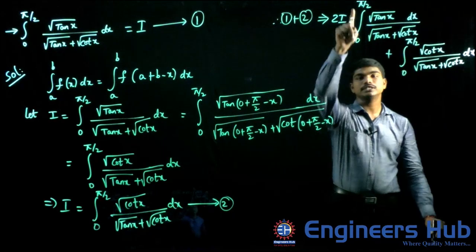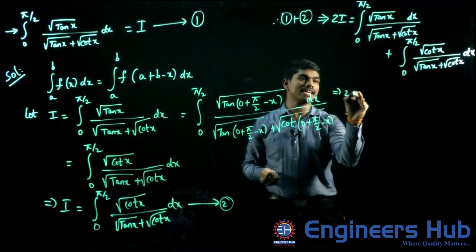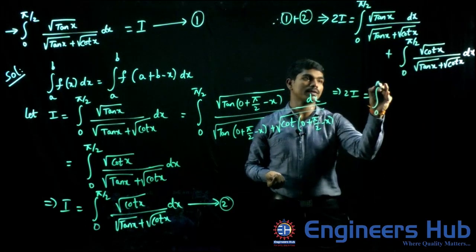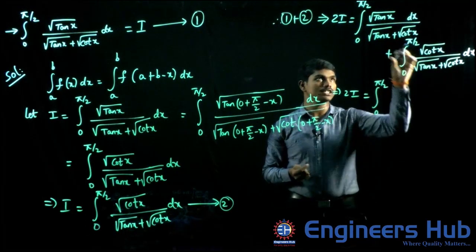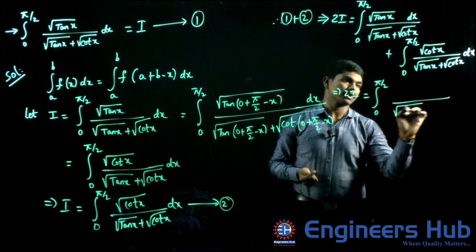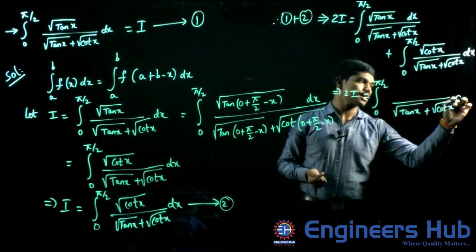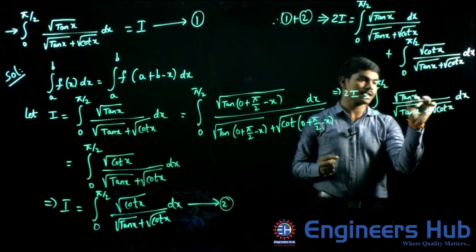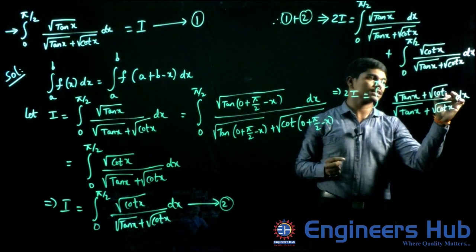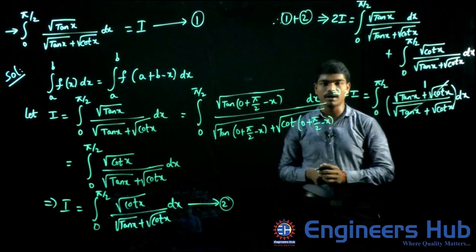So if you see, the limits of integration for these two integrals are the same. So this implies 2I is equal to integral 0 to pi by 2. If I write these two integrals under the same integration sign, the denominator is constant. So I am taking the denominator common, square root of tan x plus root of cot x, and if I add the numerators, I will have root of tan x plus root of cot x. Both numerator and denominator are the same, so I can cancel them, and this value is equal to 1.